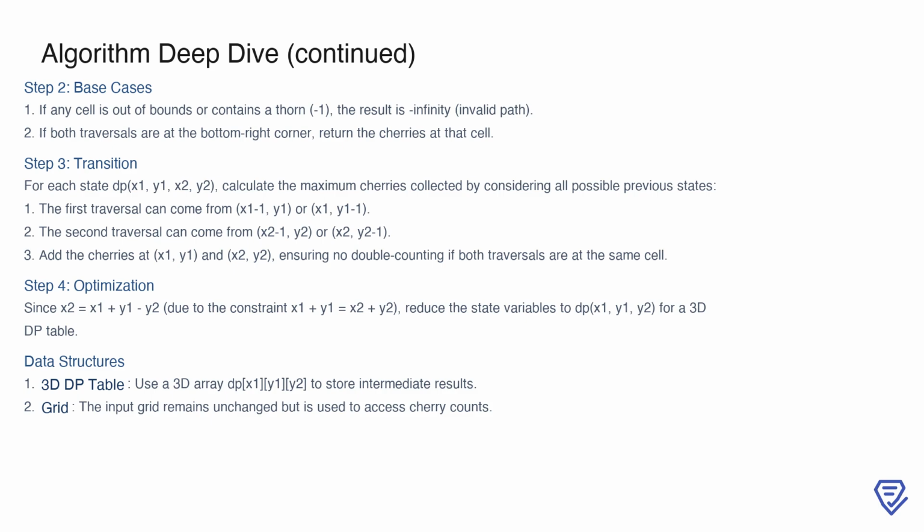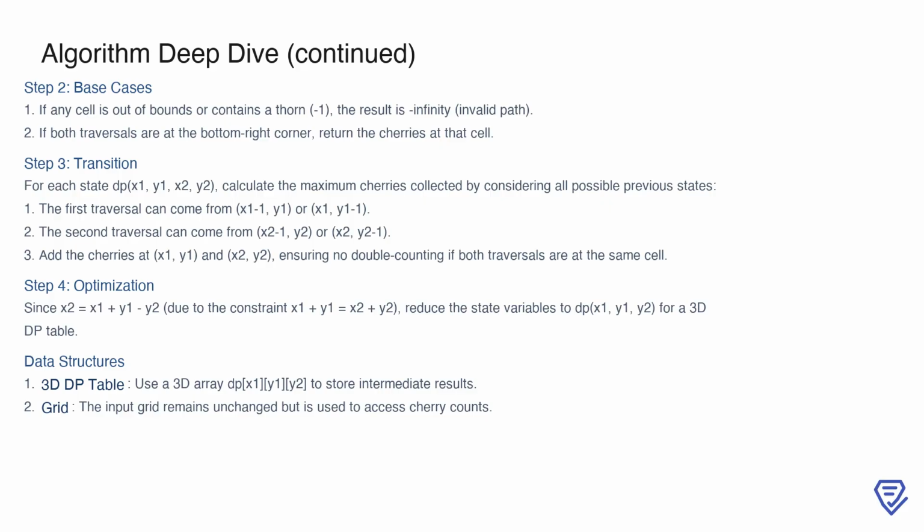Next, we define the transition logic. For any state dp(x1, y1, x2, y2), we calculate the maximum cherries by considering all valid previous states. The first traversal could have arrived from either the cell above or the cell to the left, while the second traversal has similar options. For each combination of previous states, we add the cherries collected at the current positions of both traversals, taking care not to double count if both are at the same cell.